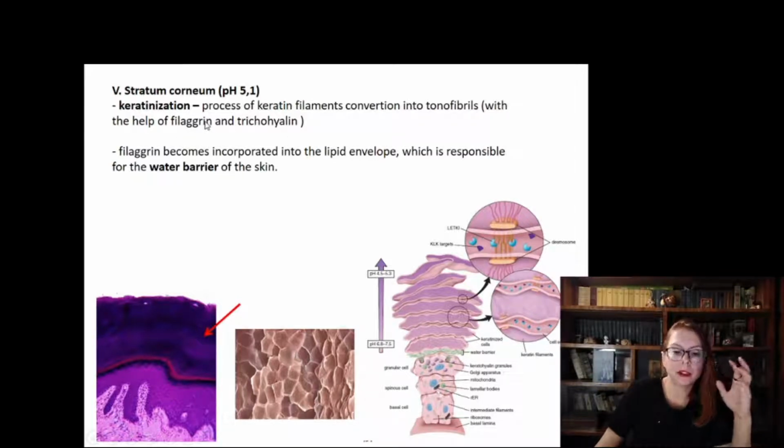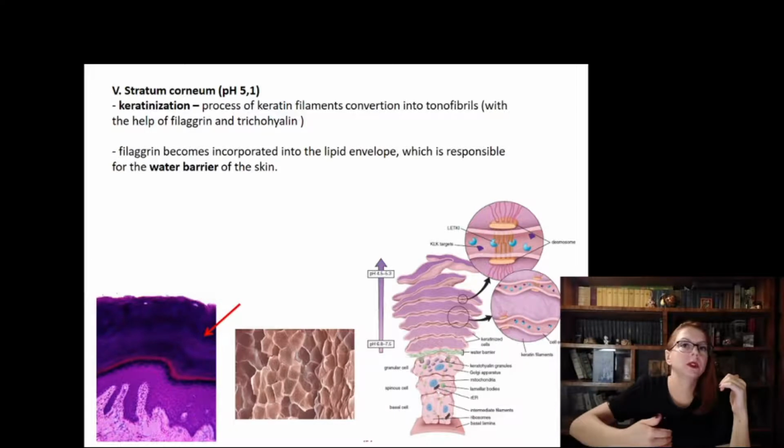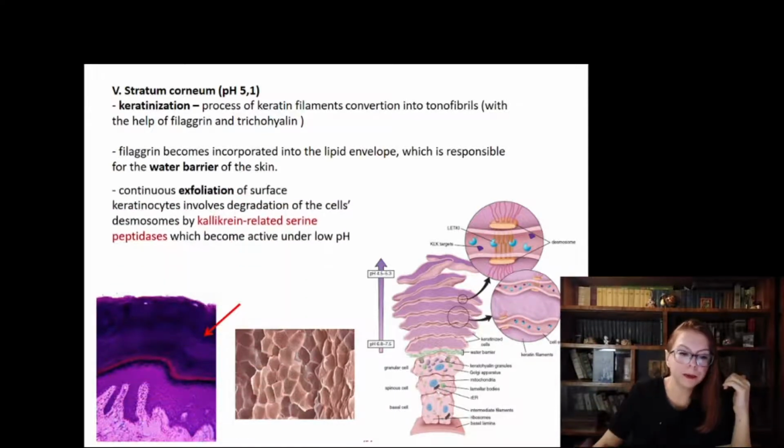So here cells are dense, they are stiff, firm, and as they are so stiff, they participate in the water barrier. So those thick proteins make cells impermeable for water, so water can't pass across the cell. Yeah. And what is especially important here, cells are exfoliated or sloughed from the surface because of the action of special enzymes, which are called kallikrein-related serine peptidases.